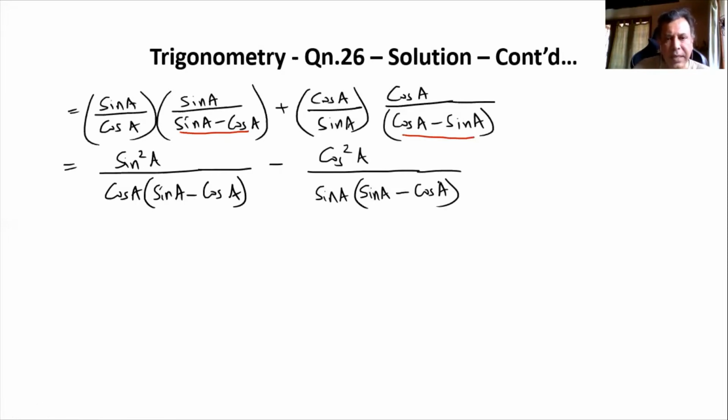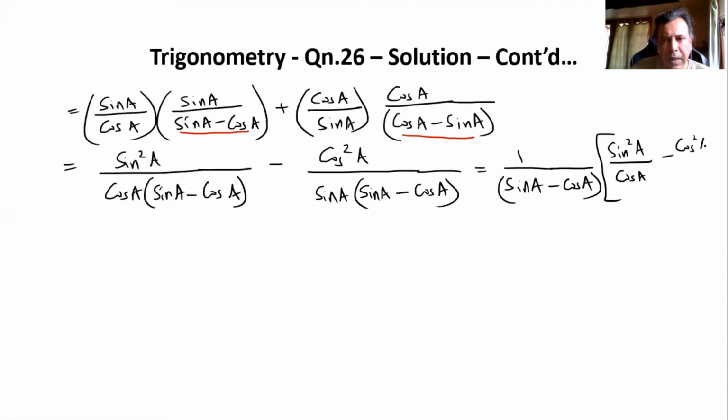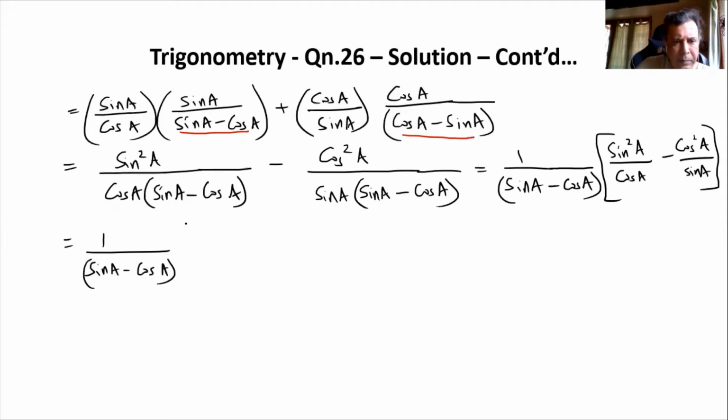So we will take it outside as a common term, 1 by sine A minus cos A. Then the first term will be sine square A by cos A minus cos square A by sine A. Now again 1 by sine A minus cos A. Now in this term, we'll take out the LCM as sine A cos A. That means this will become sine cube A minus cos cube A.